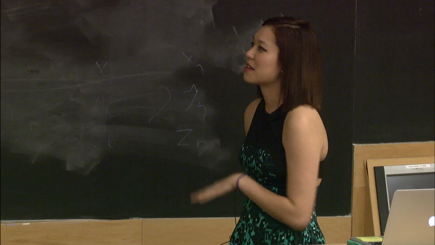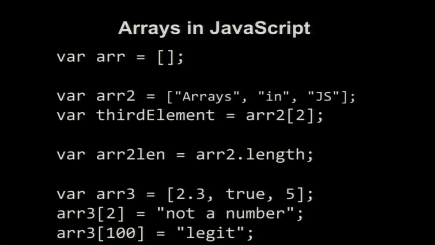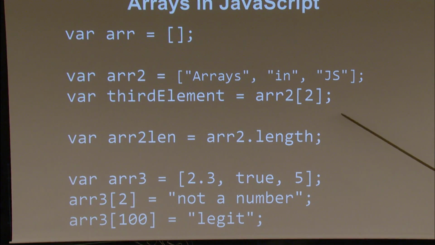So arrays in JavaScript, again, very similar, right? We have some variable array that's equal to empty brackets, and that's just an empty array. This is often called literal array notation. It's just one thing we call it. If we see array2 here, we have some literal array that has 3 elements, right? And then we have some var thirdElement that's some variable that's just going to hold this string JS.